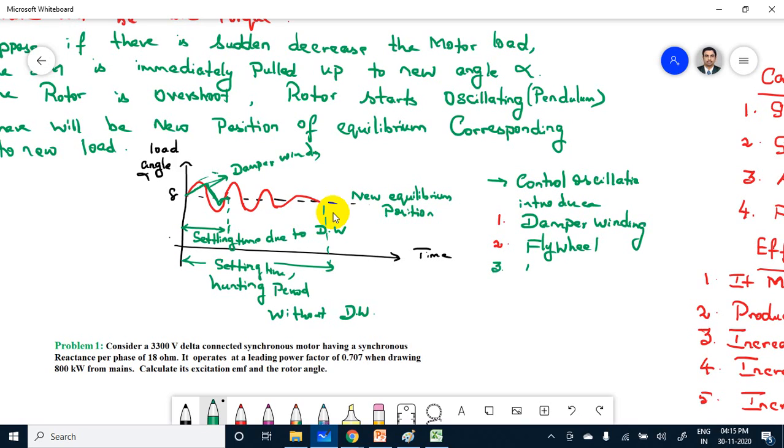Third, in the design aspect itself, we should be very concentrated on the design, with a suitable synchronizing power coefficient value which we have to implement. So to minimize hunting, there are three methods: the first is damper winding, the second is flywheel, and the third is design. Any doubts in hunting?